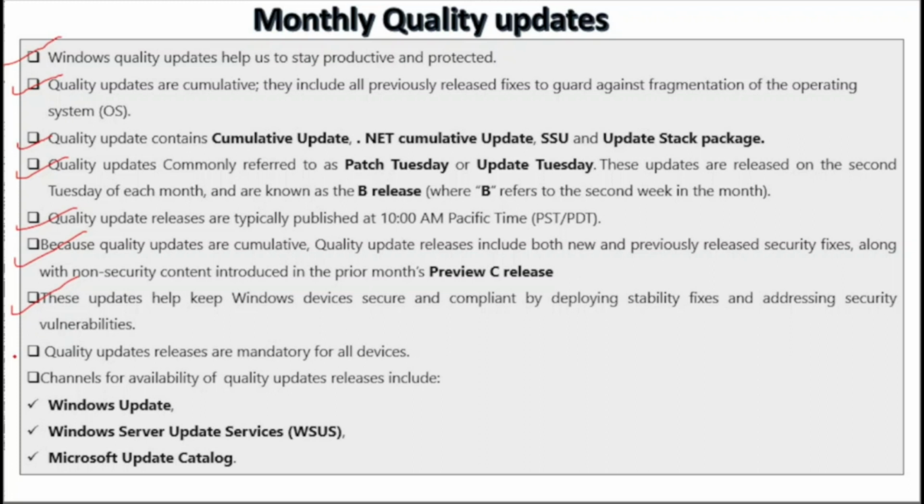Quality update releases are mandatory for all the devices, and the channels for availability of quality update releases include Windows Update, Windows Server Update Services, also known as WSUS, and Microsoft Update Catalog.